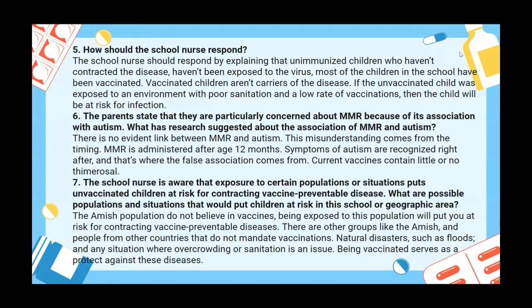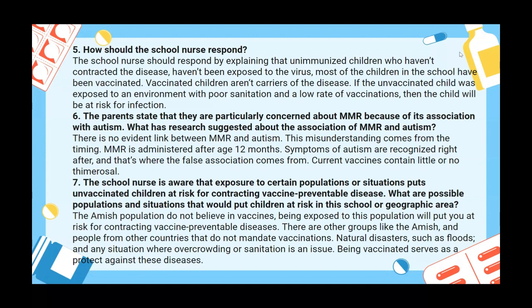Number 6. The parents state that they are particularly concerned with MMR because of its association with autism. What has research suggested about the association of MMR and autism? There is no evident link between MMR and autism. This misunderstanding comes from the timing. MMR is administered after age 12 months. Symptoms of autism are recognized right after, and that's where the false association comes from. Current vaccines contain little or no thimerosal.